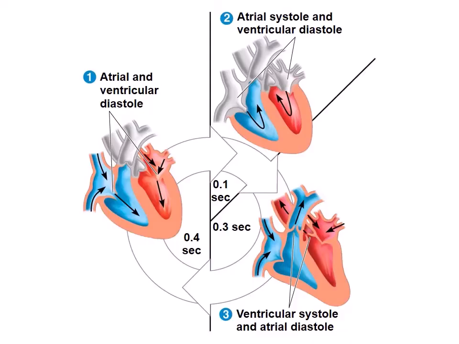If we go to the next one, you've got atrial systole and ventricular diastole. So the atria are contracting and the ventricles are relaxed at that point. And then the next one, you've got ventricular systole and atrial diastole. So the ventricles are contracting and the atria are relaxing. So the atria are filling with more blood, and the ventricles have contracted to pump blood out. So that's kind of the complete event.